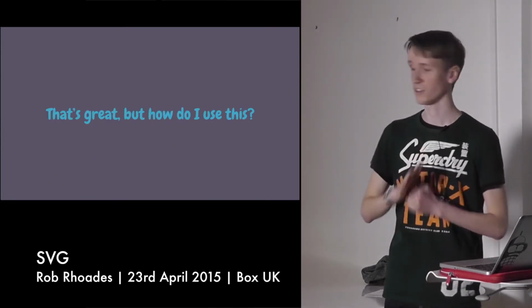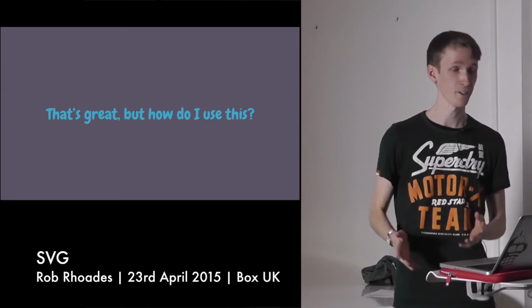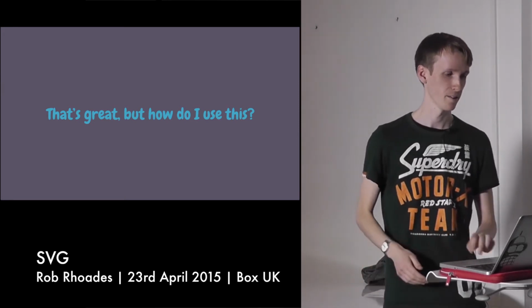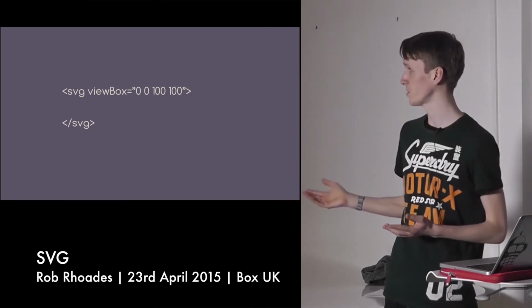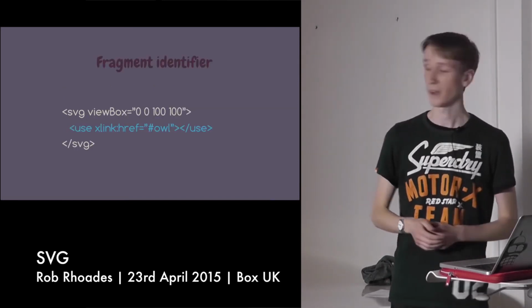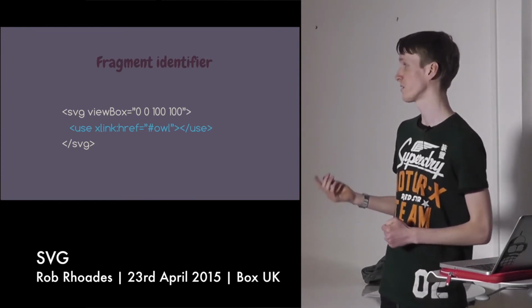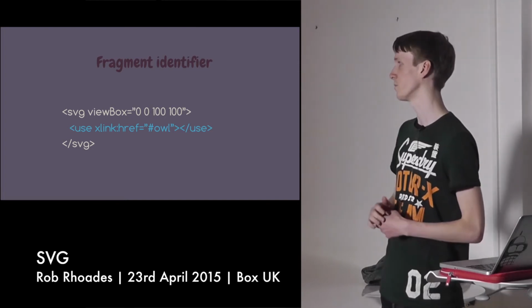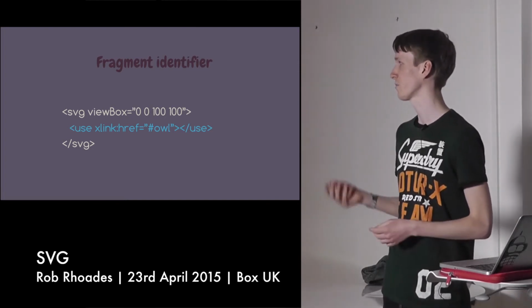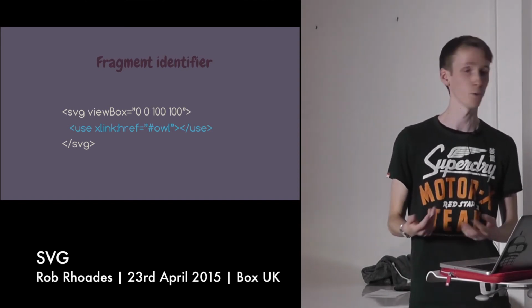So you've defined your SVG, you've got your owl and your pussycat. How do you display it on the screen? Well, you simply add another SVG block where you want it, and then inside that you add this use statement, and then inside that you add an attribute with xlink:href="#owl". Now #owl stands for the ID of the symbol that you've just created.